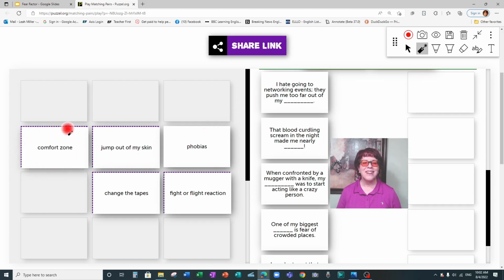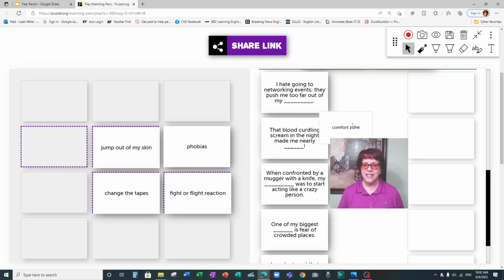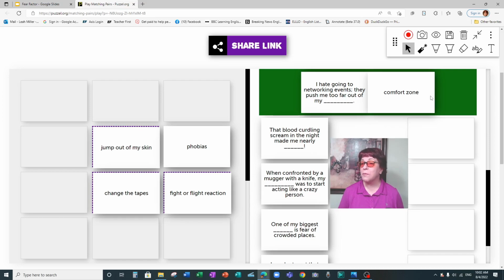There's the word uncomfortable, make you feel uncomfortable in the situation. So it makes you go out of your comfort zone. Excellent. And you can be pushed out of your comfort zone, or you can voluntarily go out of your comfort zone. Let's take a look at our next sentence.